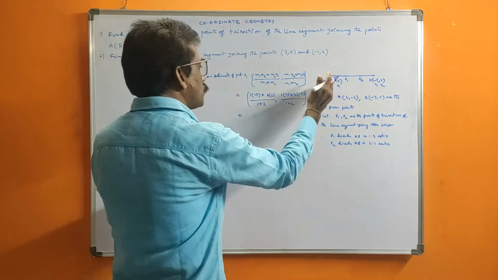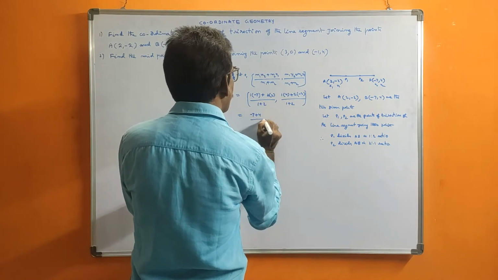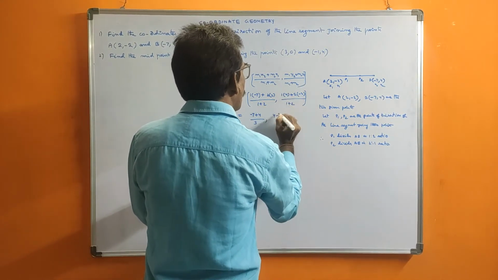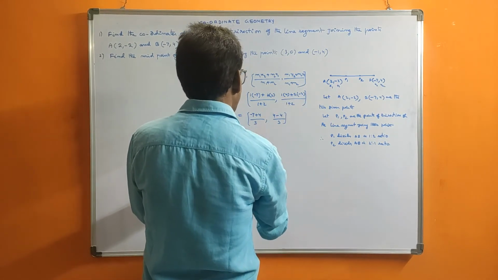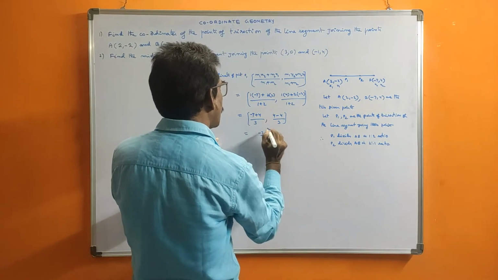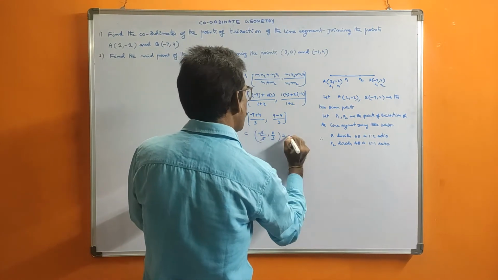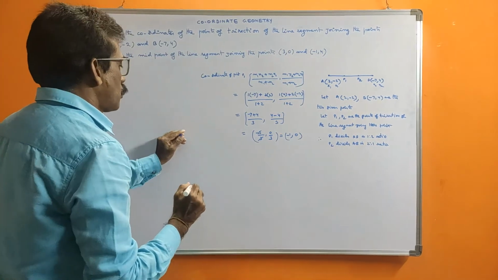Substituting the values, this is (-7 + 4)/3, and for y, 4 plus 2 times -2, that is (4 - 4)/3. So this becomes -3/3, because -7 plus 4 means -3, and the y part is 0/3. So this is -1, and 0 divided by anything is 0.